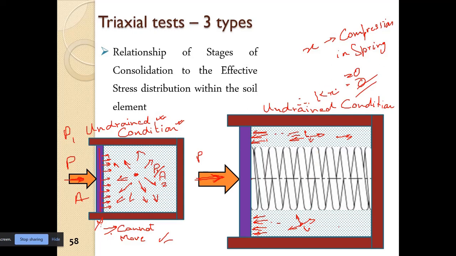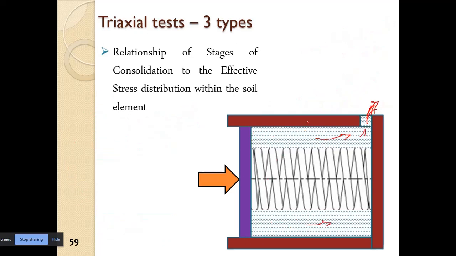So there is no compression in the spring, and therefore the spring is not taking any part of the load. Whatever load is being applied is taken up directly by the water in the pore. So this is the undrained condition we discussed, the extreme condition of the undrained condition which we discussed in the previous class. Whatever load is applied is taken up by the water and no load is taken up by the spring.